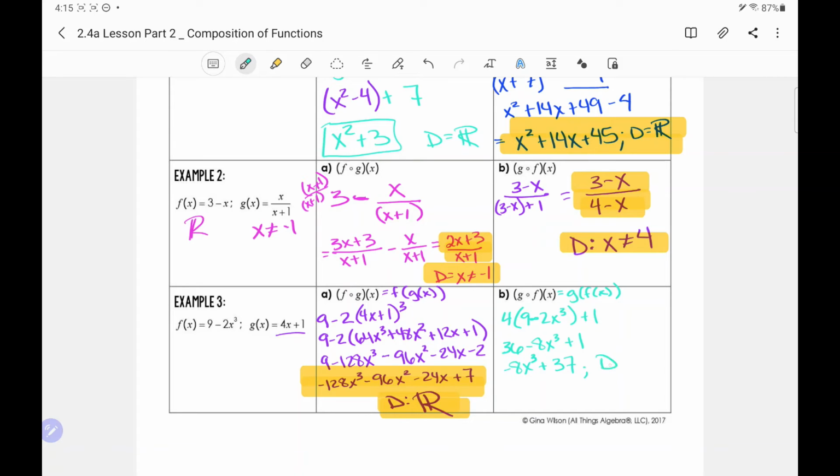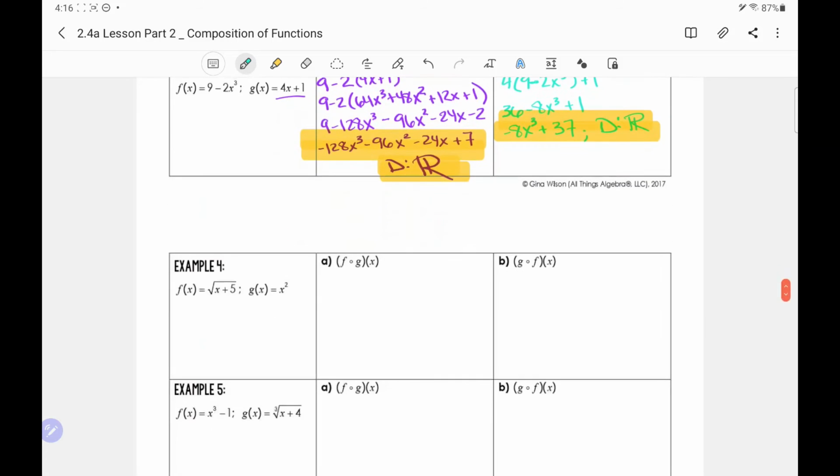Is there anything that can't be used in the domain? Again, this is a polynomial, so it does have the domain of all real numbers. You can plug in anything for x. And so here is our answer for example 3.